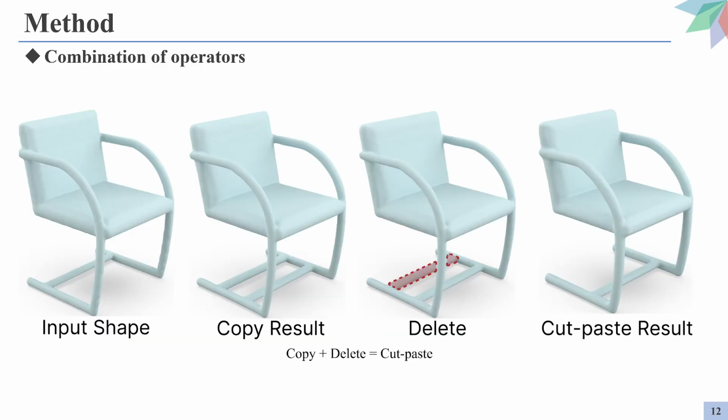And because the operators are atomic, we can create new operators by combining the existing ones. For example, we can create the cut and paste operator by combining the copy operator with the delete operator.